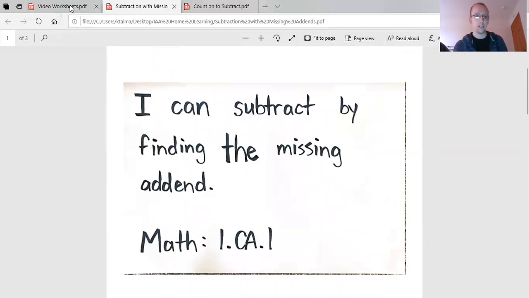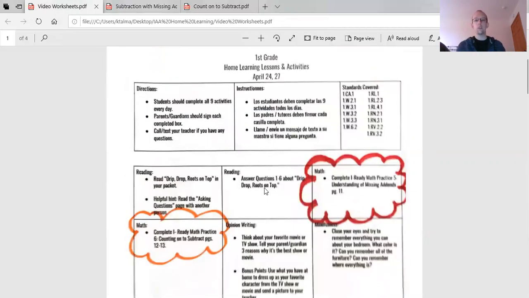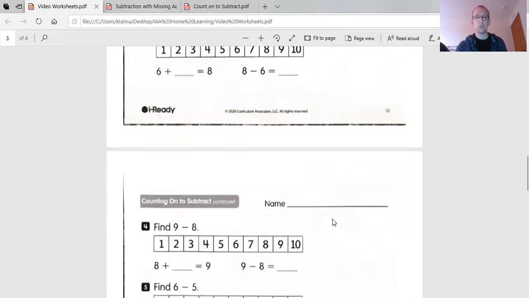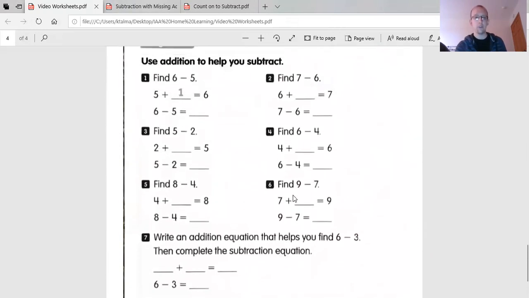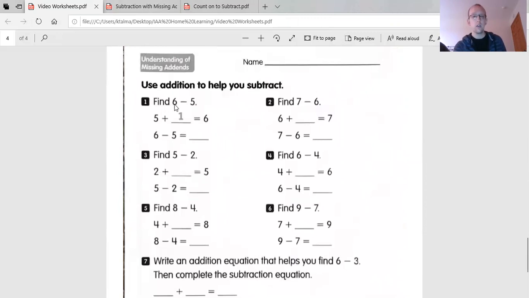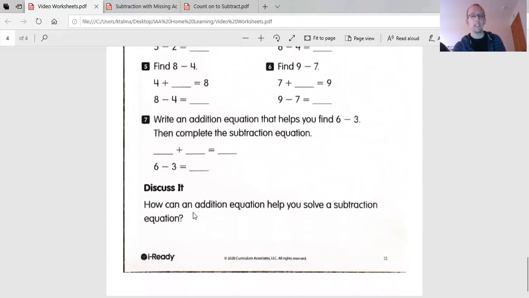Here's how you put your knowledge to the test. On your home learning activities, you're looking for this section, this box in the top right. I have it circled in red. Complete i-Ready math practice 5, understanding of missing addends, on page 11. So find this section and scroll down to page 11 or flip through your packet. Here you'll see a page full of problems where it asks you to use addition to help you subtract. Even at the bottom, you might see a discussion question that looks a little familiar.